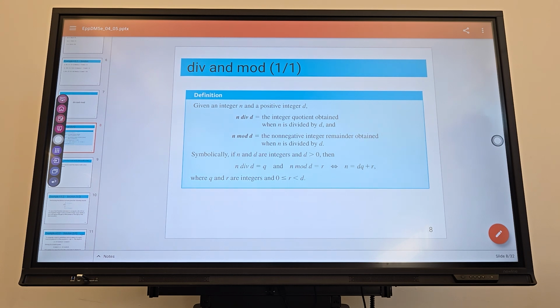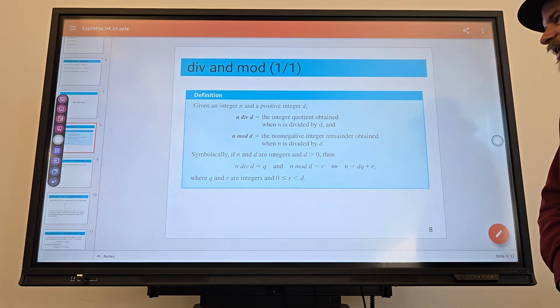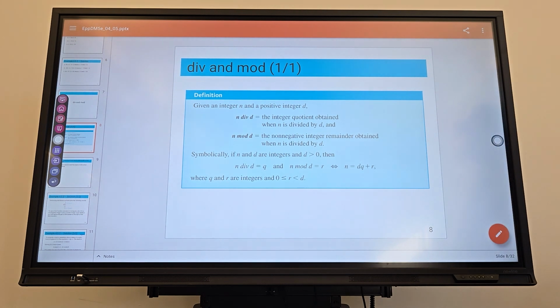The n mod d is the non-negative integer remainder obtained when n is divided by d. Symbolically, if n and d are integers and d is greater than 0, then n div d equals q and n mod d equals r if and only if n equals dq plus r, where q and r are integers and r is greater than or equal to 0, but less than d.